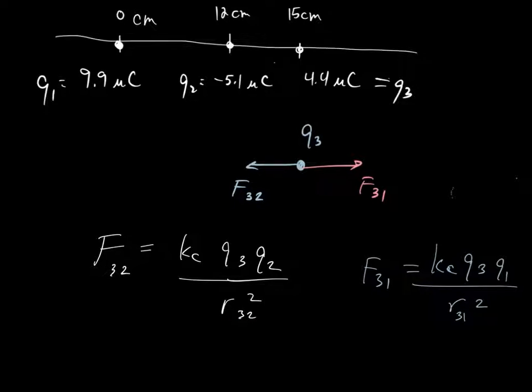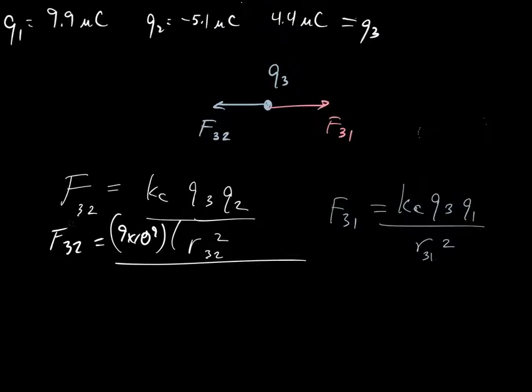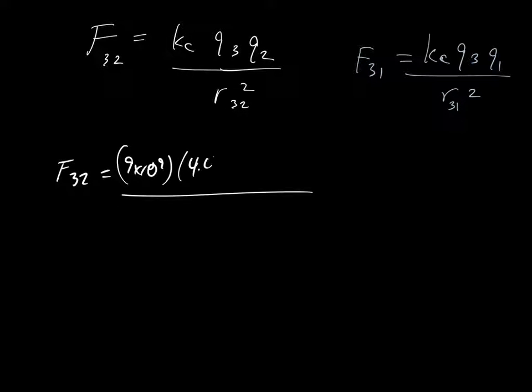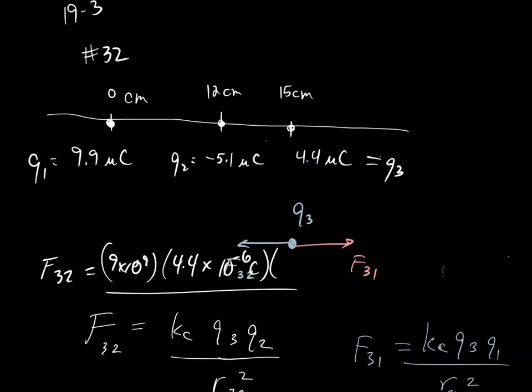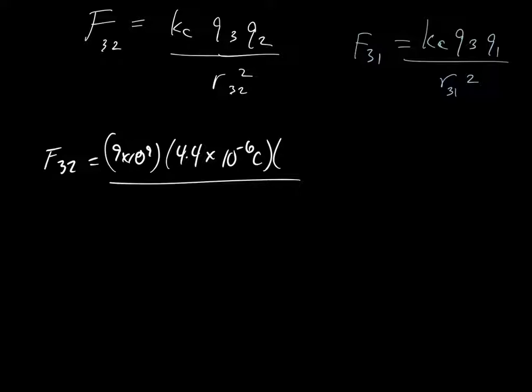So plugging in numbers, just to show you numbers, I'm not going to do this work. You guys can calculate this. Plugging in numbers here, I'm going to have 9 times 10 to the 9 for the Kc value. Q3 was 4.4 microcoulombs. How do I write that? 4.4 times 10 to the negative 6. And then last but not least, Q2 is 5.1. Again, I don't need the negative here, people. I really don't.